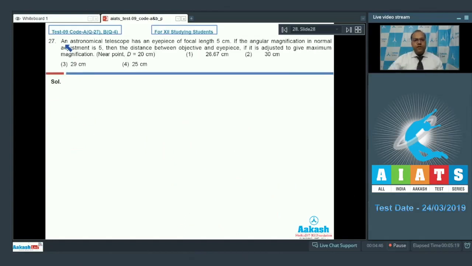In question number 27, an astronomical telescope has an eyepiece of focal length 5 cm. If the angular magnification in normal adjustment is 5, then find the distance between objective and eyepiece if it is adjusted to give maximum magnification. Since the magnification m is given by f0 by fe, the focal length of the objective is magnification 5 into fe, that is 5 cm. So it comes out to be 25 cm.